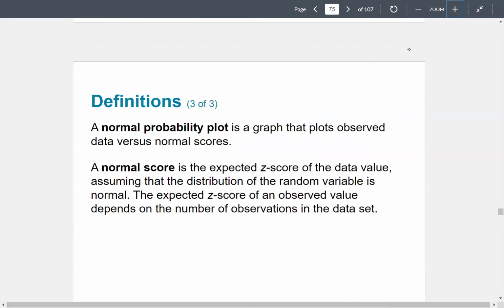It is a graph that plots the observed data values and their normal scores. I think it's their z-scores. Yeah, it's going to be their z-scores. And then your normal score is what we expect the z-score to be, and I'll show you how we calculate that. So two definitions. I'll wait a sec for people writing. The problem with just throwing that up there is then I talk too fast.